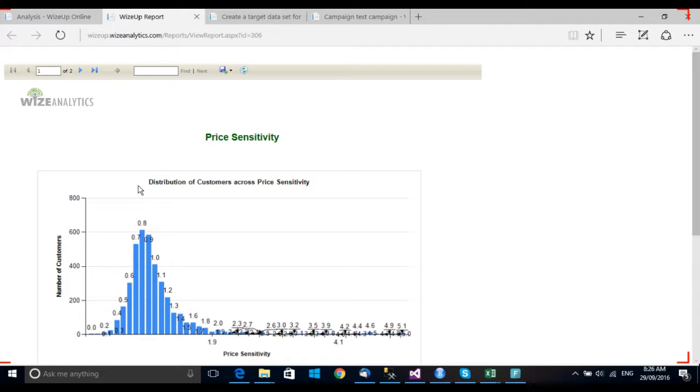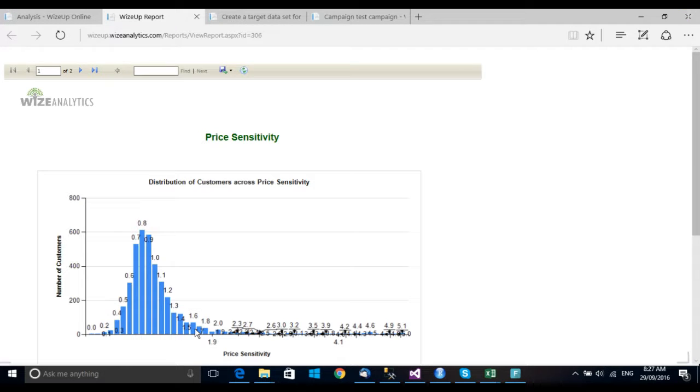Today we want to talk about an upselling strategy based around identifying customers who are price sensitive or price insensitive. Price sensitivity is the key to this, and as you can see, we've done some analysis of a data set and it shows the distribution of your customers.